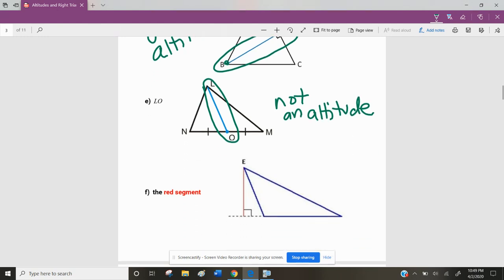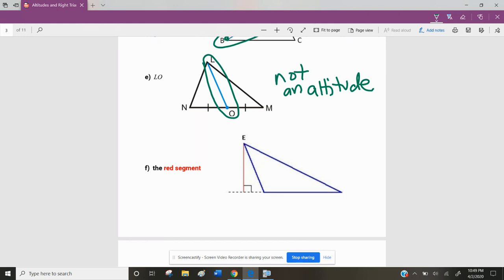And now we're going to look at the last example here. So we have a vertex E. We have a segment that is perpendicular to the opposite side. So yes, this is an altitude. It doesn't matter that the segment is outside of the triangle. This is an obtuse triangle, so that is the only way from vertex E to that opposite side that we could draw an altitude.